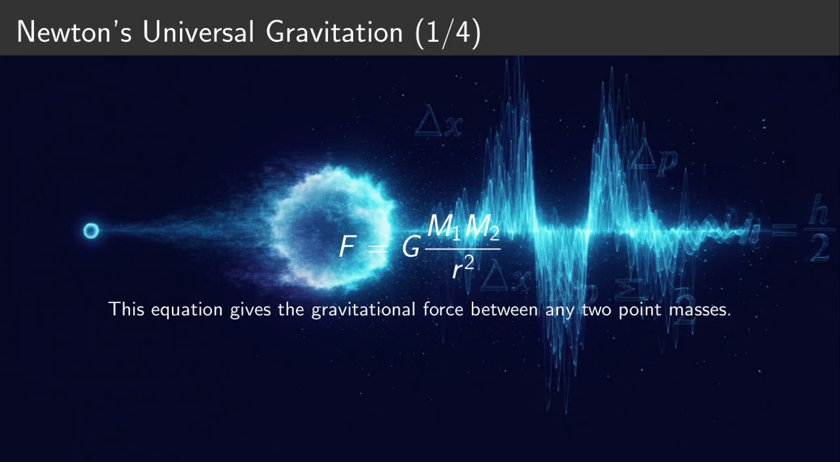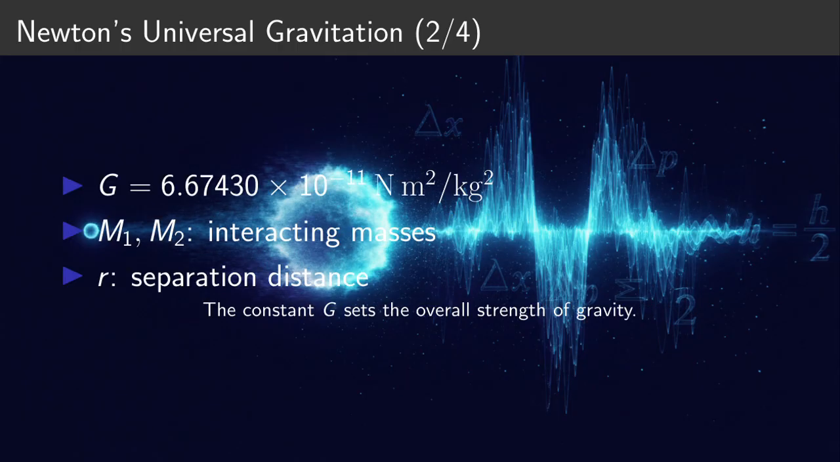Newtonian gravity. We begin with Newton's law of universal gravitation. This equation describes the force between two masses. It follows an inverse square relationship with distance. This simple expression has successfully described gravity for centuries.